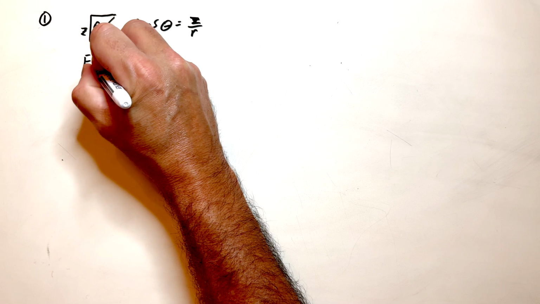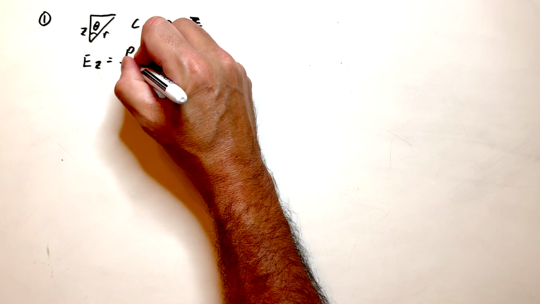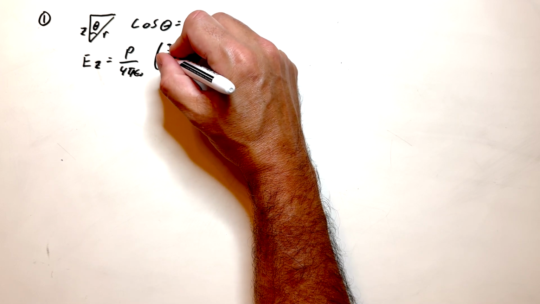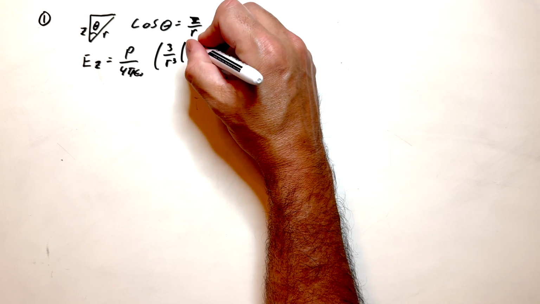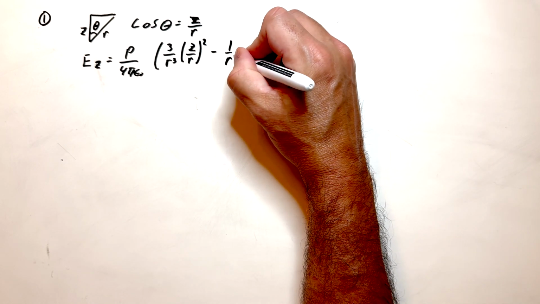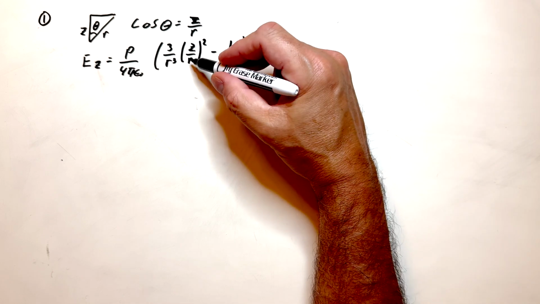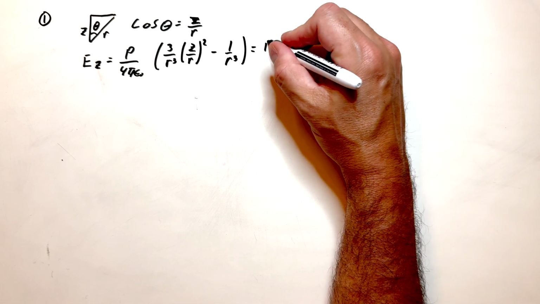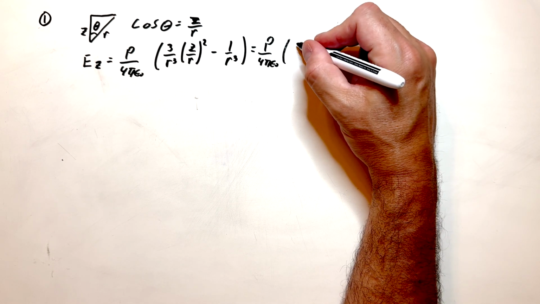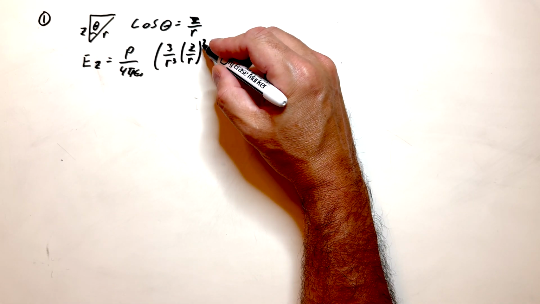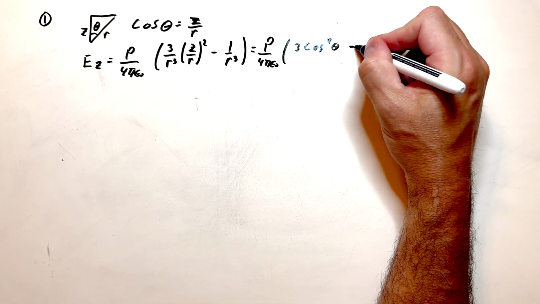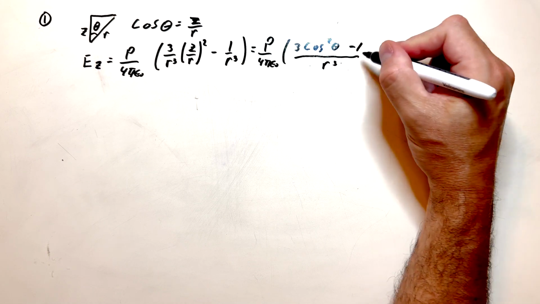This means that E sub z is equal to p over 4 pi epsilon naught times, I'm just going to pull things out, 3 over r cubed times z over r all squared minus 1 over r cubed. And so you can see here's where we're going to do the substitution. p over 4 pi epsilon naught times 3, and we'll just replace z over r quantity squared with cosine theta squared, minus 1 all divided by r cubed. And that's it.